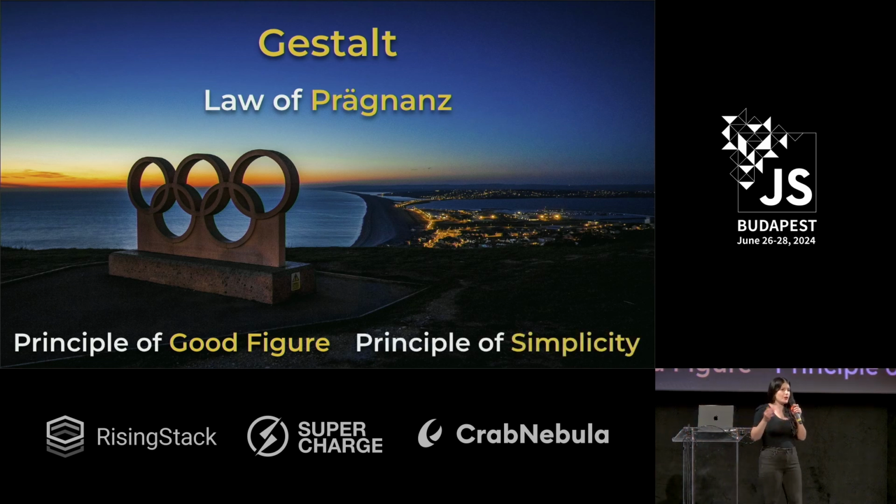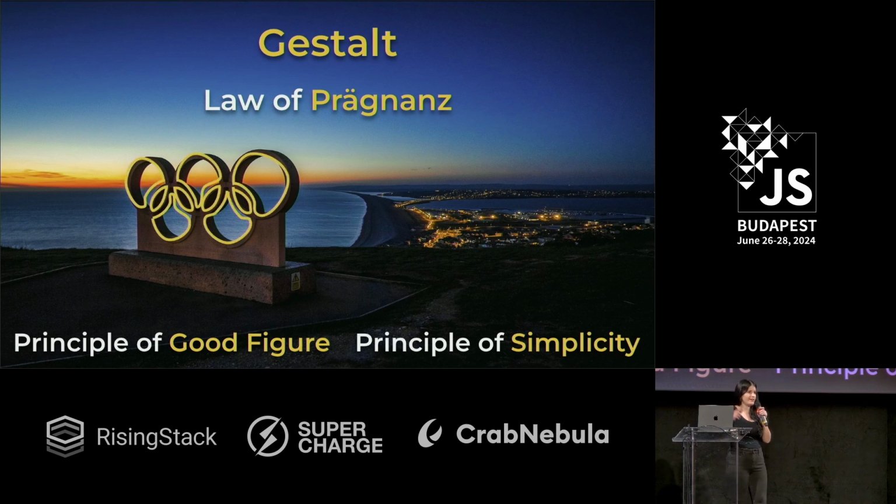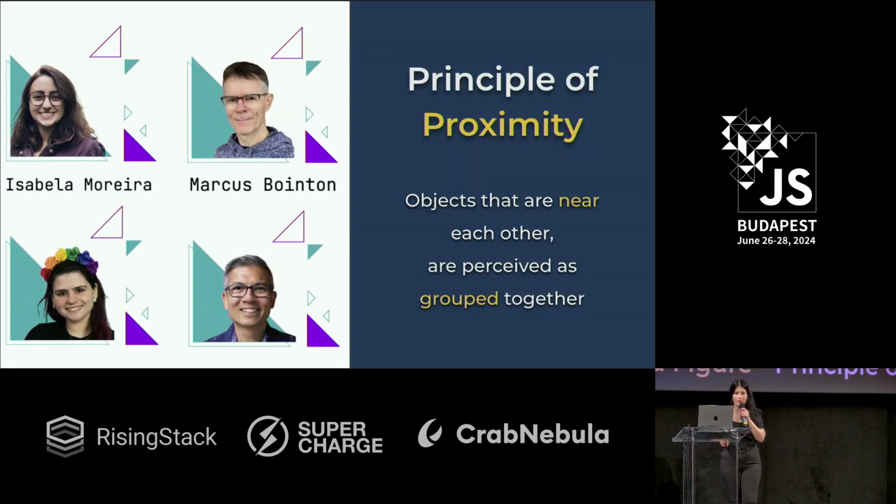So we all know that computers have limited CPU, right? Our brain also has limited capacity for processing information. And the way it wants to reduce its load is by perceiving things in the simplest way possible. So if we take a look, for example, at the Olympic sign, we will not perceive it as 9 separate objects, but rather as 5 rings, right? So this is an example.